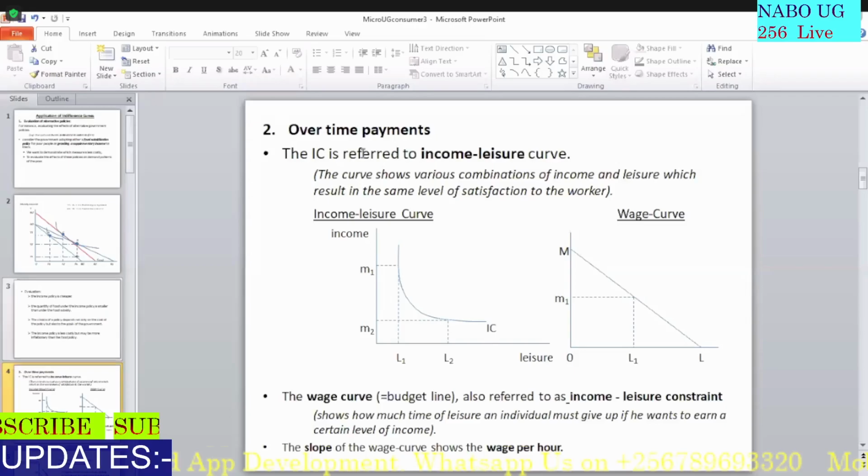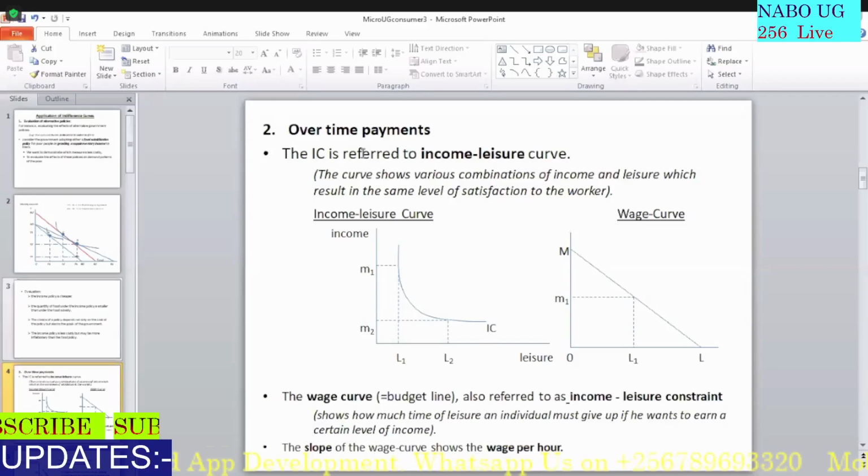In other words, everything will be exhausted. He will earn his income here, that is, if he works only 24 hours or OL. But we have said that people cannot work 24 hours. They need to rest. So the individual has to divide his time between work and leisure.